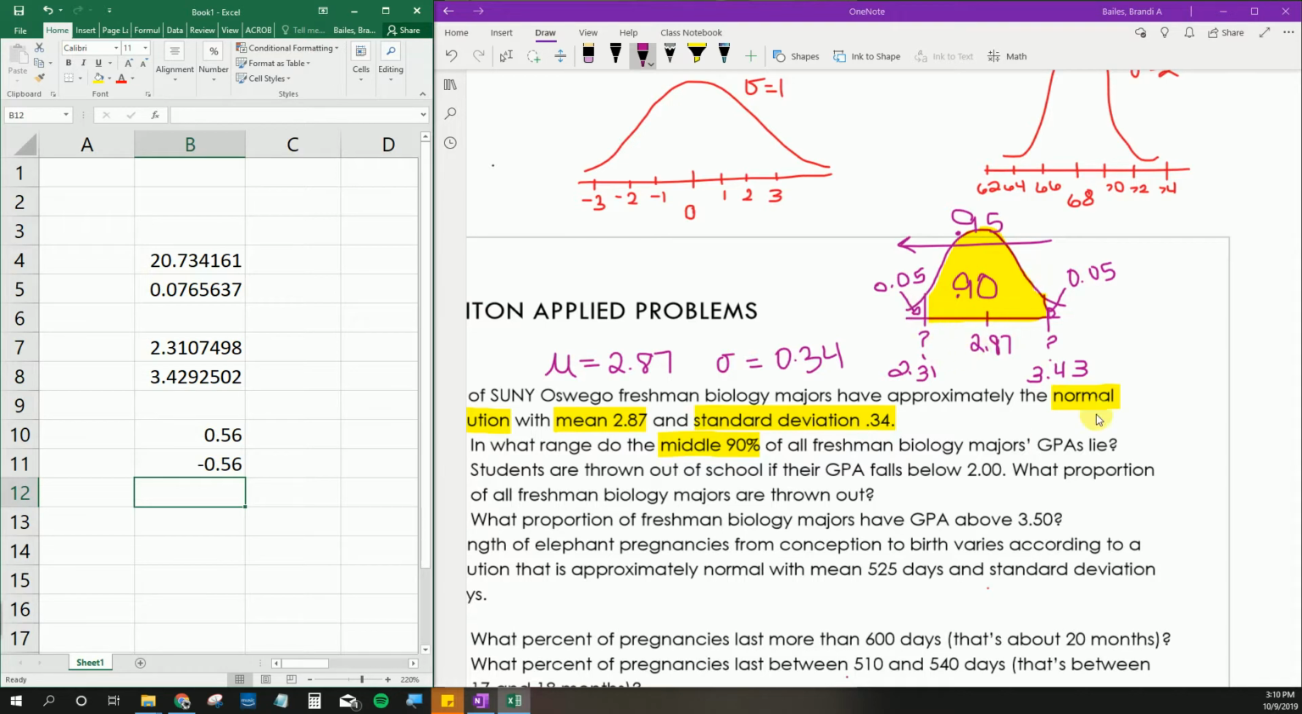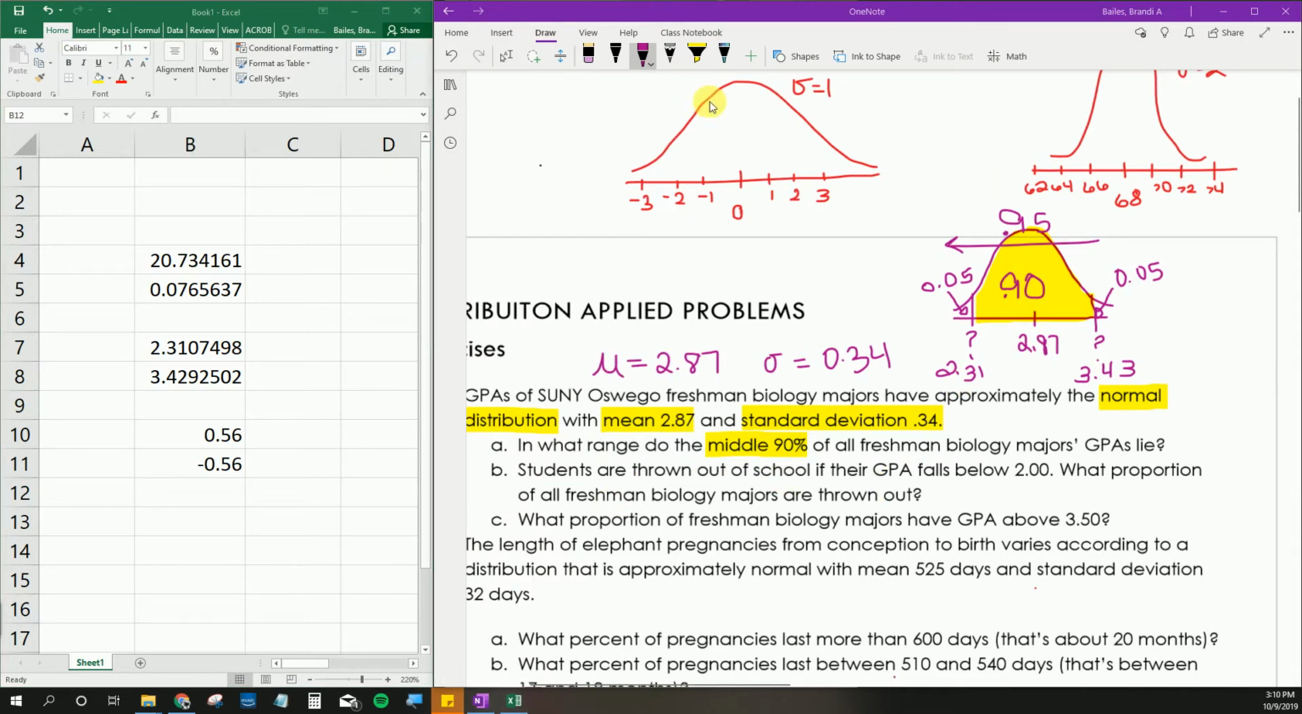So these, because the graph is symmetric, are symmetrically distanced from each other. The difference between the mean and each number should also be symmetric. So you have lots of ways to confirm that you're doing the calculations correctly. Okay, so let's try one that goes in the other direction. So in other words, a problem that gives me a number and I have to find an area.